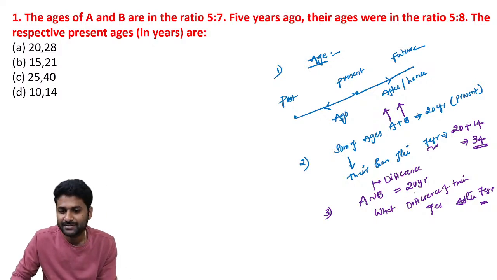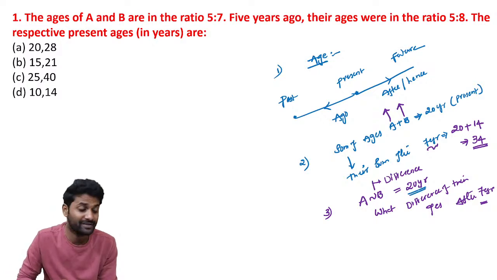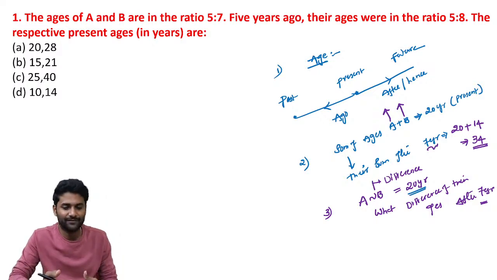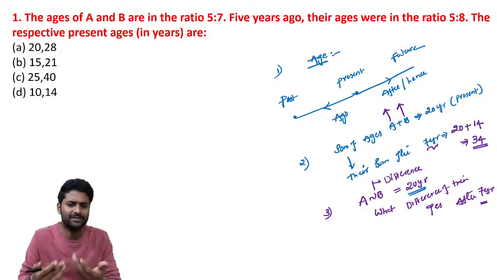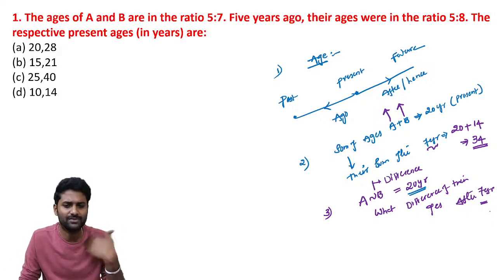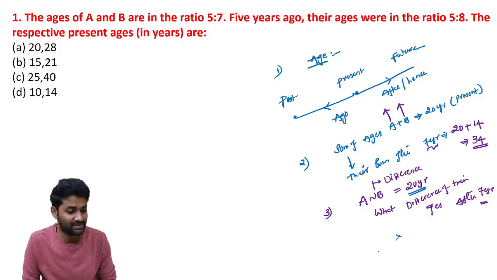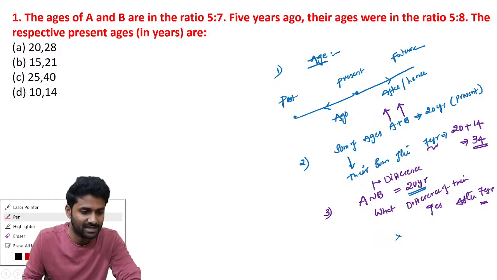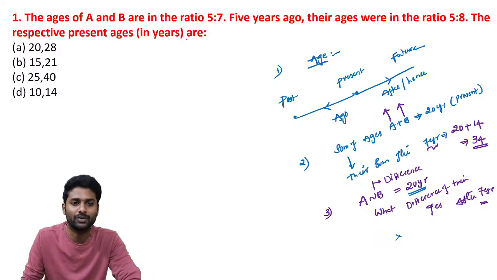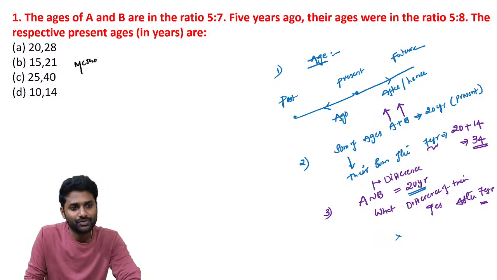Guys, the difference of their ages is always the same. Present age difference is 20. After 7 years also their age difference is the same, 20. There is no change in the age difference. There is a change in the sum, but no change in the difference. These are the 3 points you should remember while solving any questions related to ages. Let me teach you two methods. One is the ratio method and another one is the direct ages concept.